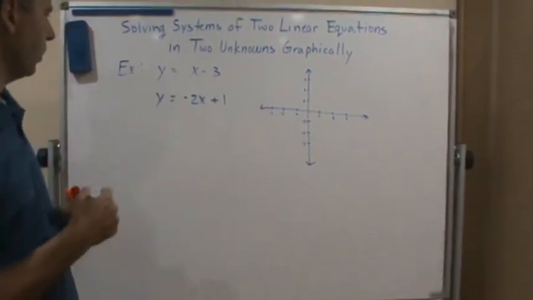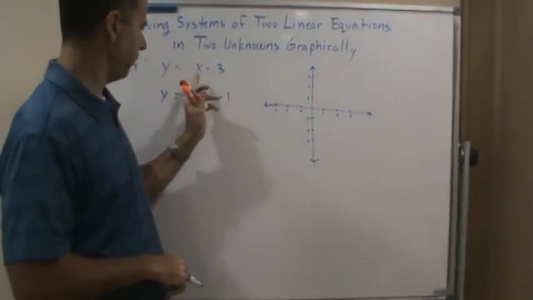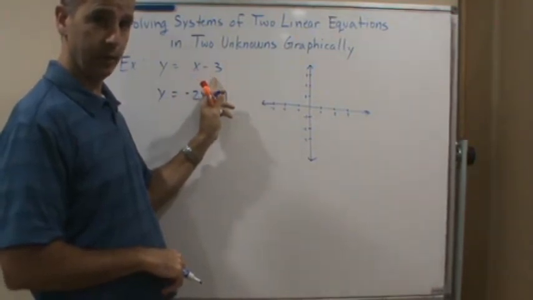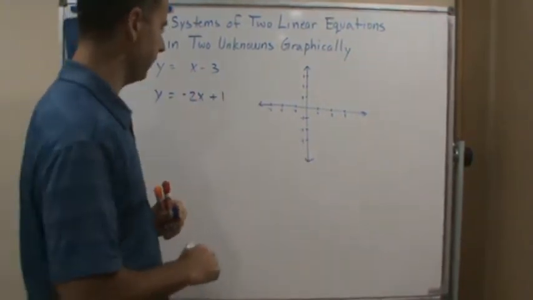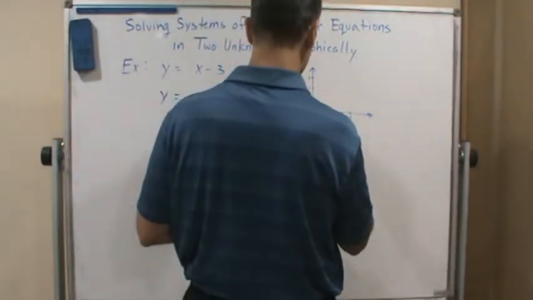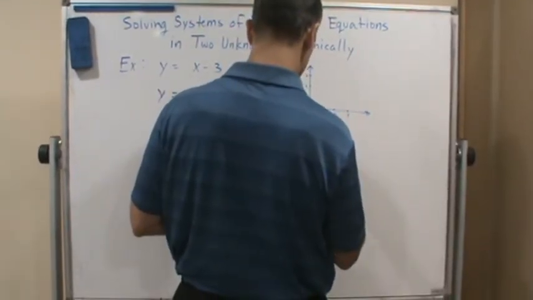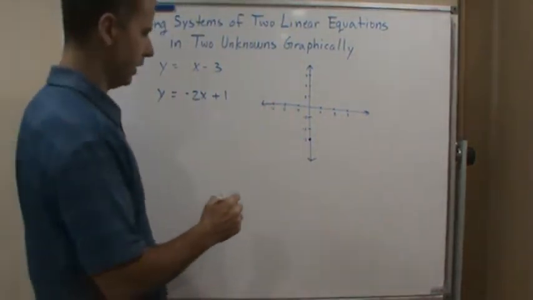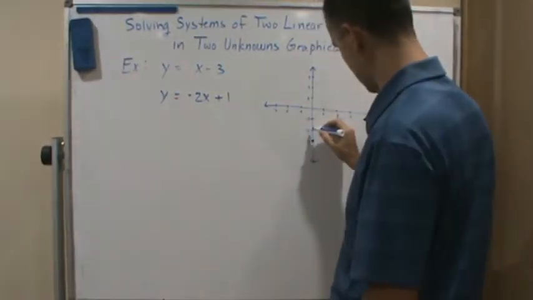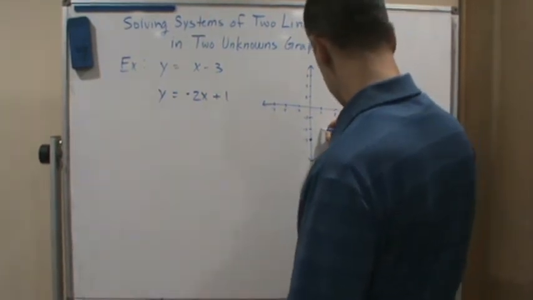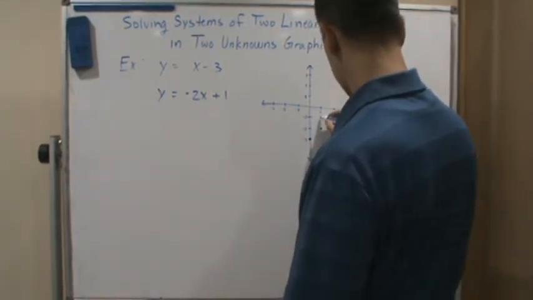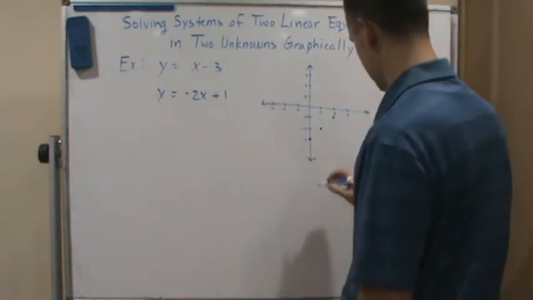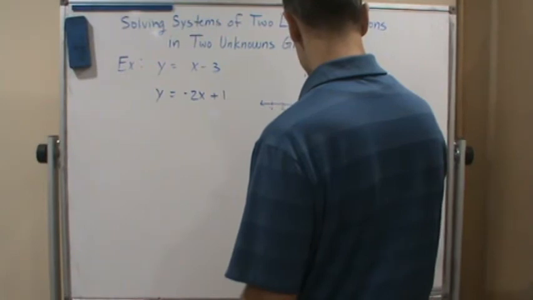Okay? So the first one has a slope of 1 and a y-intercept of negative 3. So this is going to intersect at (0, -3). And it has a slope of 1, so that means it's going to go up 1 and over 1. So it's going to go up and over, and then up and over again. Right? And so we get a line that looks like this.